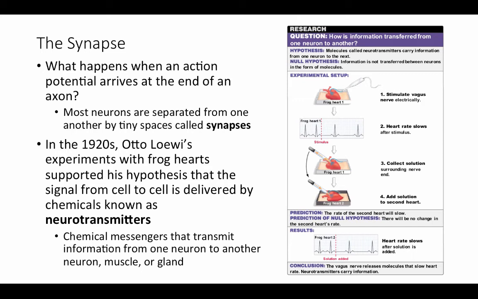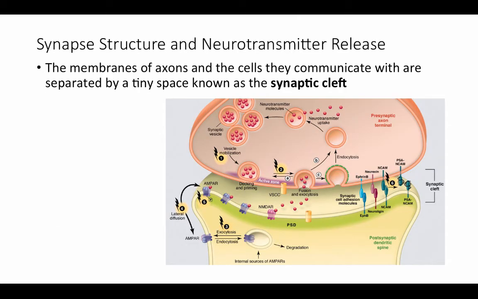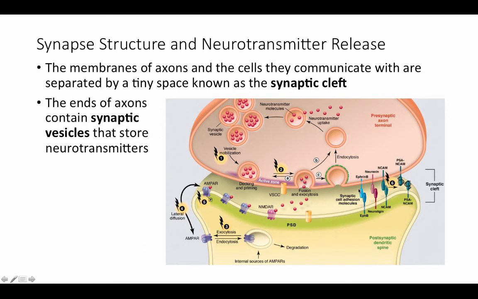So these are the chemical messengers that transmit information from one neuron to another, or to a muscle or a gland. The membranes of axons and the cells they communicate with are separated by a tiny space known as the synaptic cleft, this little gap right here in between. And the ends of axons contain these little membrane-bound vesicles called synaptic vesicles that store the neurotransmitters.